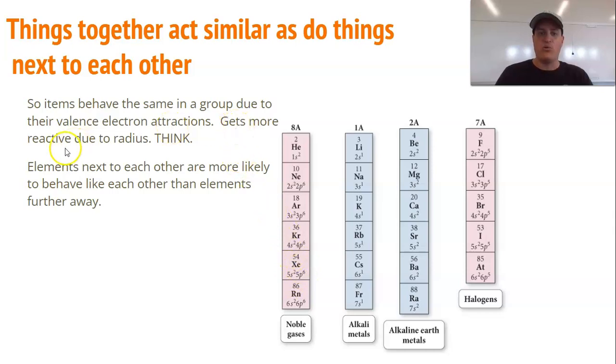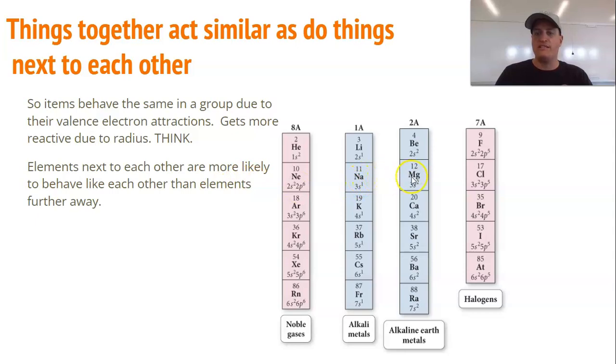And that gets more reactive due to the radius. So things down here are much more reactive and receptive to taking on, let's say, very electronegative things, because their outer electrons are less attracted because they're much larger. Things down here become more reactive because, again, those outer electrons are much further away, much less attraction, less ionization energy, and so on. Elements next to each other are more likely to behave similarly than elements further away.